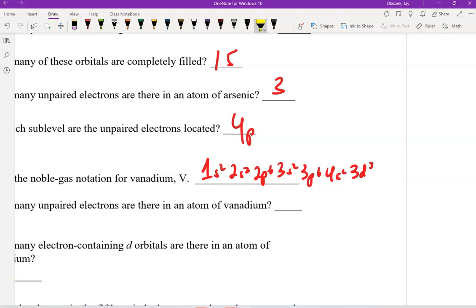Well, which noble gas is closest without going over? Which one ends in p6? There's our buddy argon.